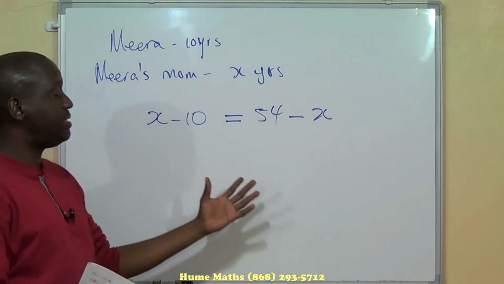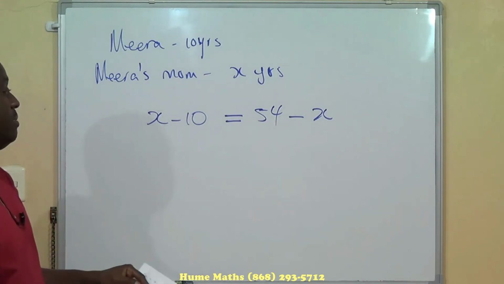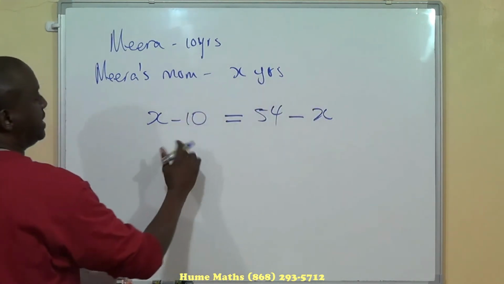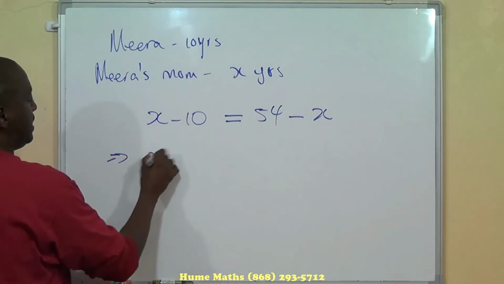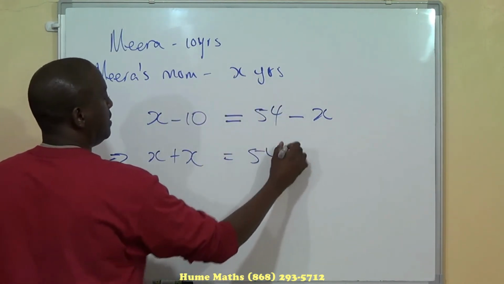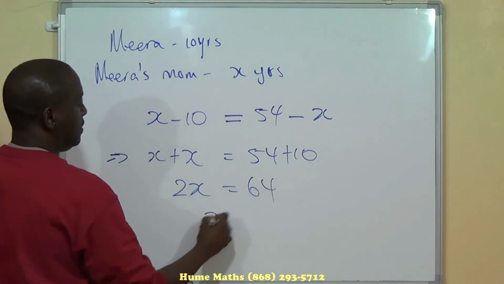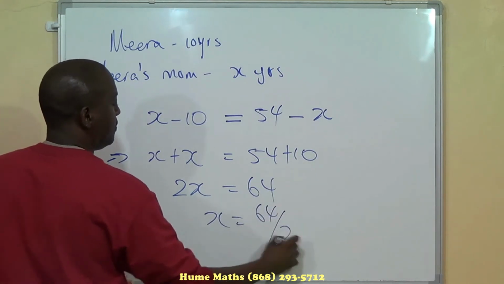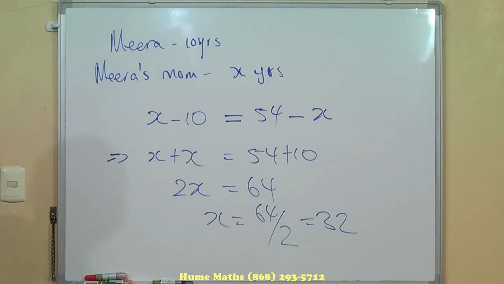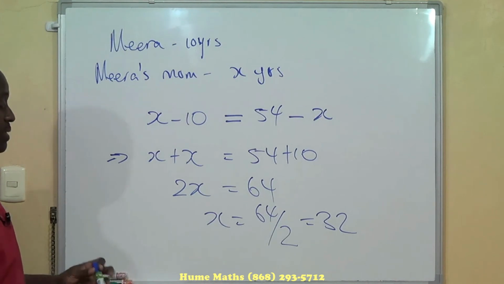Of course, in this question, the hard part is actually getting here. But once you get here, the sum is pretty much over. So we bring all the x's on one side: x plus x, and we take the minus 10 and carry it across to that side, 54 plus 10. So you get 2x is equal to 64, in which case x is equal to 64 over 2, which is equal to 32. So based on this analysis and calculation, Meera's mom is 32 years old today.